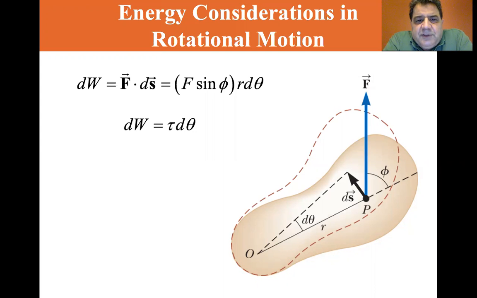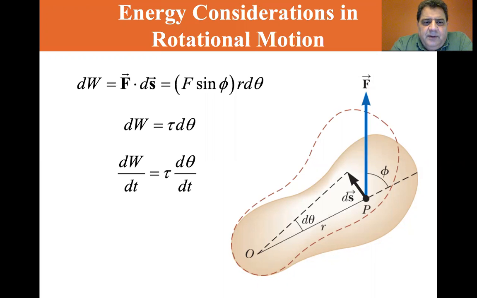So dW equals the torque d theta. So F sine phi r is equal to the torque, and dW dt is equal to the torque d theta dt. Well, what is d theta dt? That's omega. So the power, which is the time rate of change of work, power is equal to dW dt equals tau omega. I'm sorry.